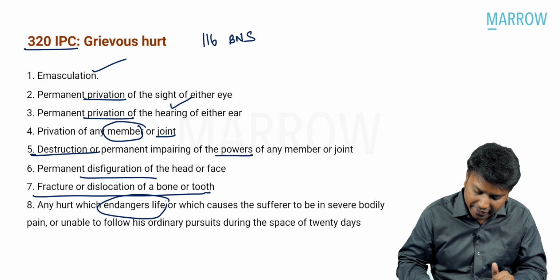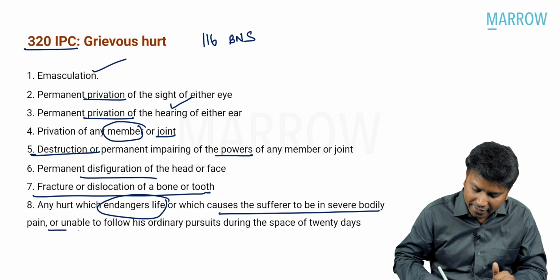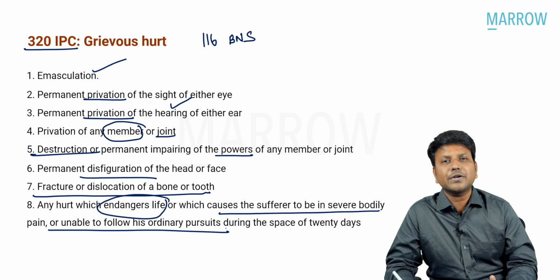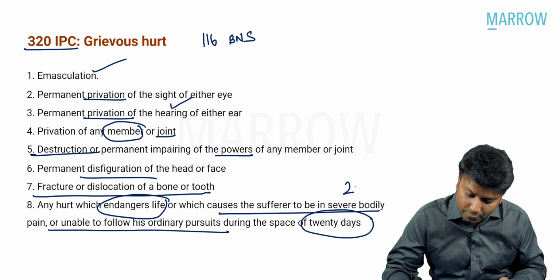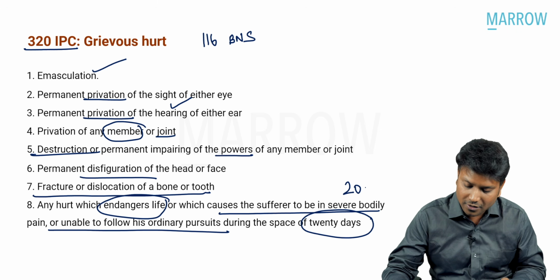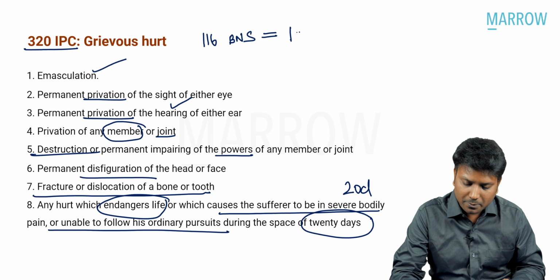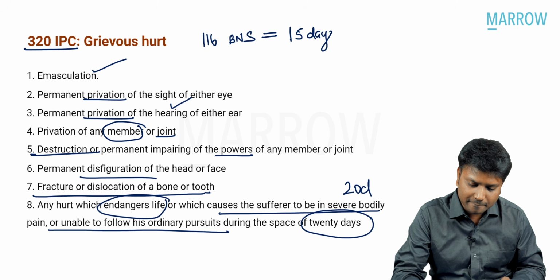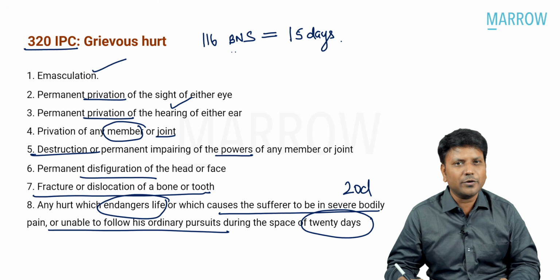Any hurt which endangers life, or where the person was in severe bodily pain or was unable to do his ordinary pursuits for a period of 20 days, is grievous hurt. 20 days, it is grievous hurt. For 116 BNS, it is not 20 days, remember, it is 15 days. So this is the change that you need to keep in mind for future examinations.